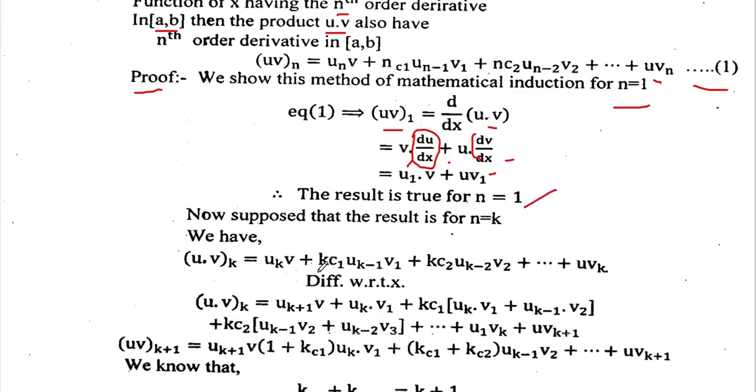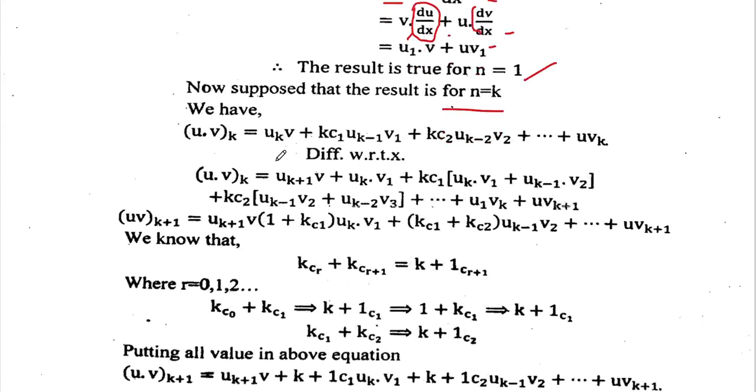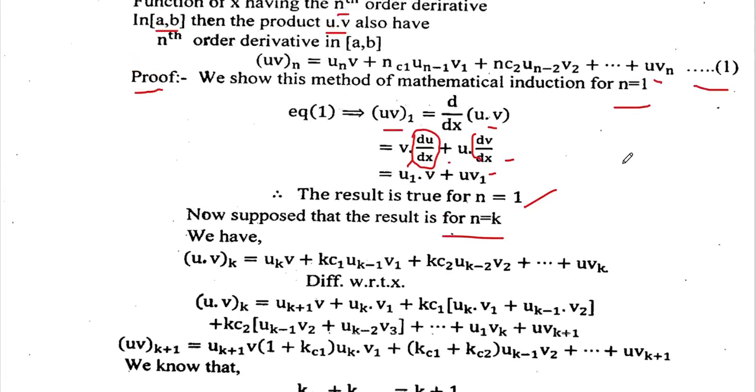Okay, now we will prove this theorem for n equal to k. So now suppose that this result or this theorem is true for n equal to k. Now put n equal to k in equation number 1, we get the product (uv) k-th derivative, this can be written as uk v plus kC1 u(k-1) v1 plus kC2 u(k-2) v2 plus and so on, u into vk. Simply you have to put n equal to k in this equation number 1.